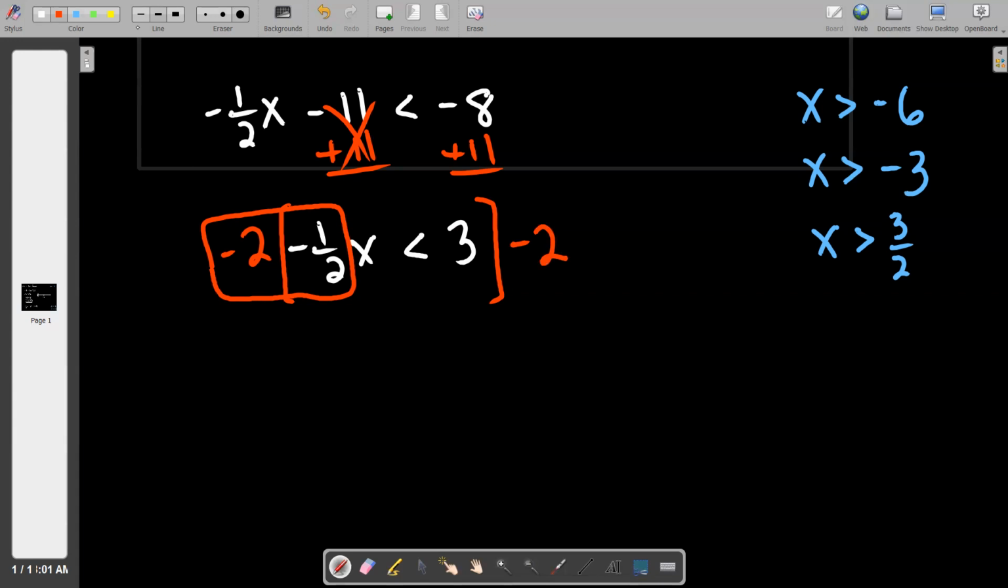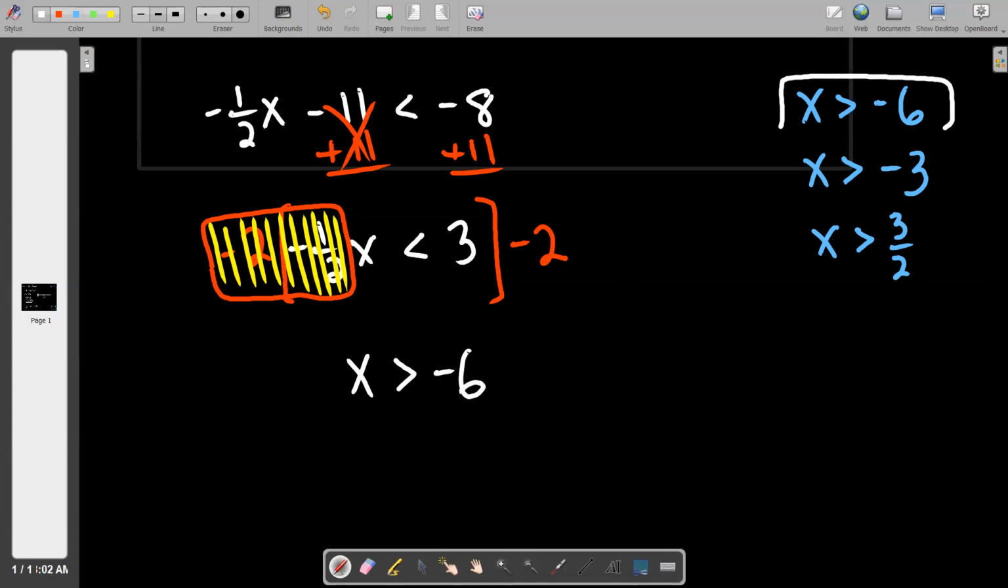And so all of this right here goes kaput. Then I just have to be aware of what I did. I'm going to bring my x down. I am going to change my sign because I multiplied by a negative. Multiplying and dividing by a negative both have the same impact, switching signs. And then 3 times negative 2 is negative 6. So this first one that I heard is definitely the winner.